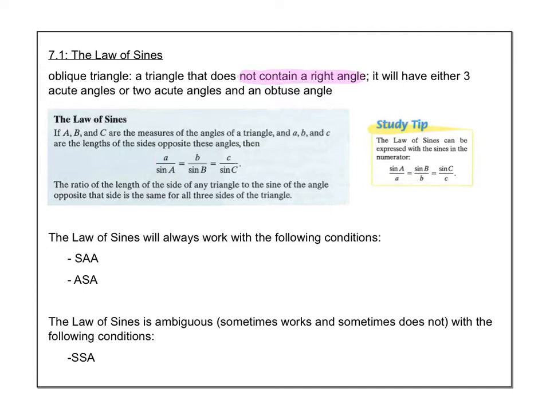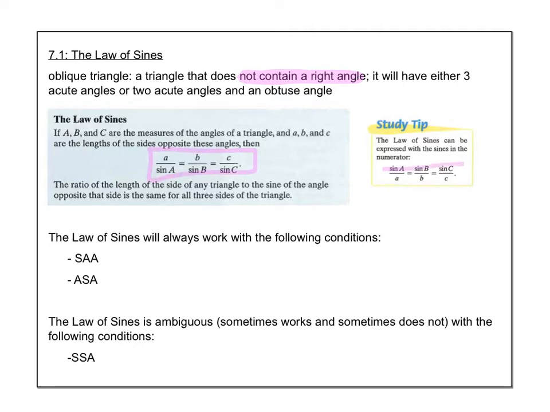And we're going to talk about two different laws. Today is going to be the law of sines. Tuesday is going to be the law of cosines. But we're going to talk about when you use which law. So the law of sines, as you see it in the blue box, it tells you that it's just really a comparison of the side to the sine of the angle. So they give you this proportion here.